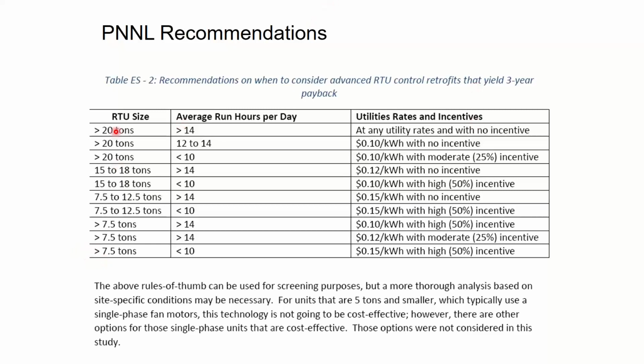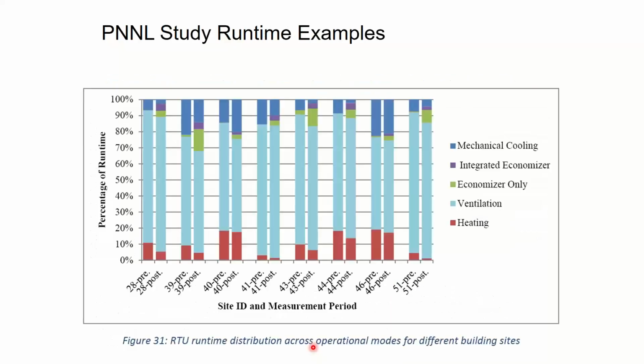But the bigger the unit, the faster the payback. The more the unit runs per day, the faster the payback. And the higher the electric rate, the faster the payback. And then obviously the higher the utility incentive, the faster the payback. So there's a lot of factors involved in determining that. This screenshot right here pretty much tells the whole entire story.